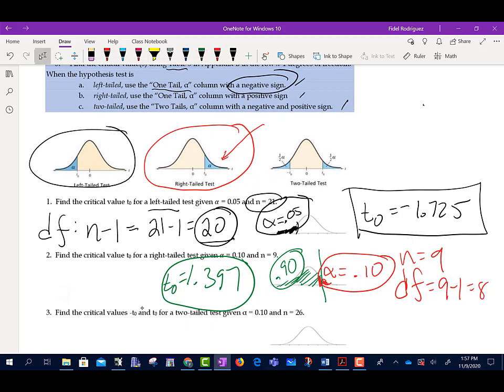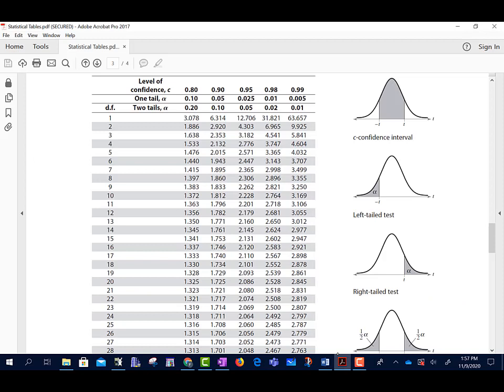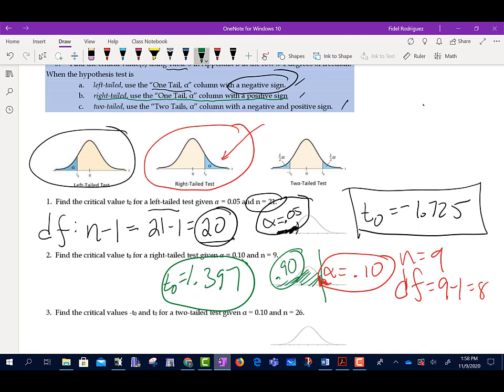And you say, well, you know what? Suppose I wanted to use my table. Okay, if I wanted to use my table, what do we do for a right tail test? We're going to use the one tail alpha column with a positive sign. So I'm going to come back. Let me grab my chart again. Here my alpha is 0.10. My degrees of freedom was 8. 1.397 with a positive sign. And that's exactly what we had there, okay?